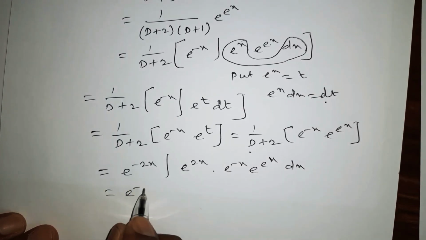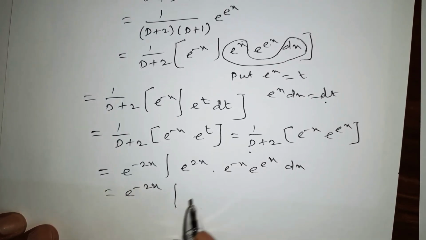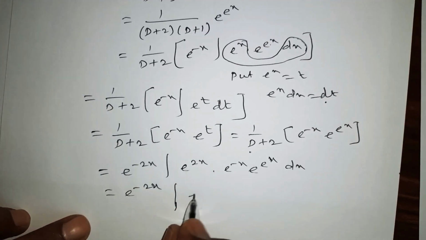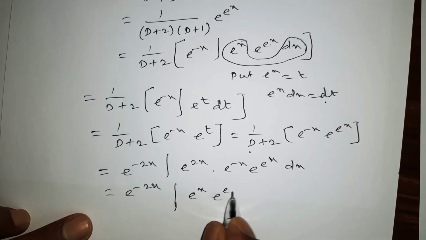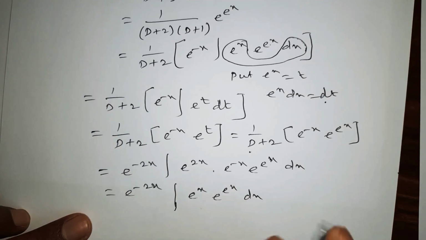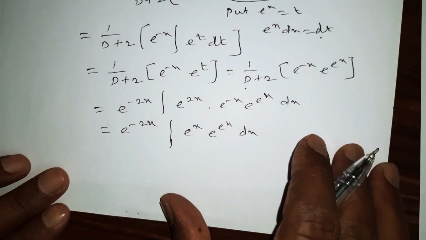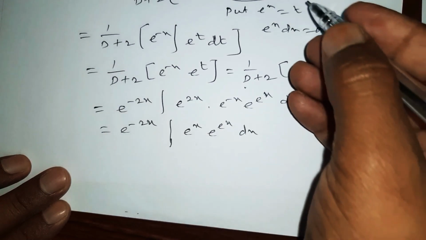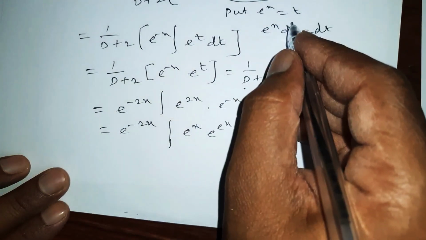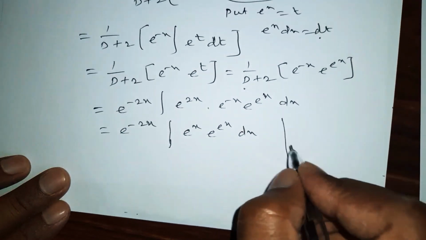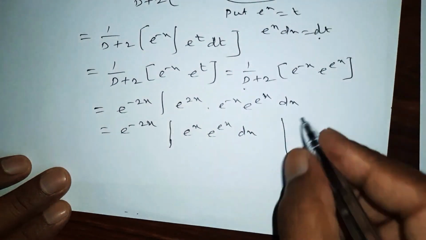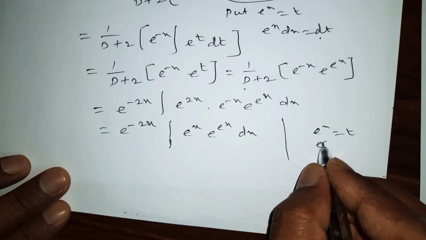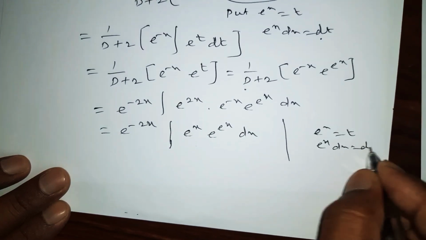So, this is equal to e raised to minus 2x, integration of e raised to 2x into e raised to minus x, it becomes e raised to x dx, correct. Put e raised to x equal to t again, use our same method, e raised to x equal to t, e raised to x dx equal to dt. Have you understood the previous one? Then you can easily solve it. E raised to x equal to t, e raised to x dx is equal to dt.